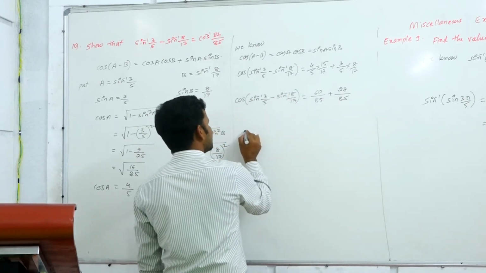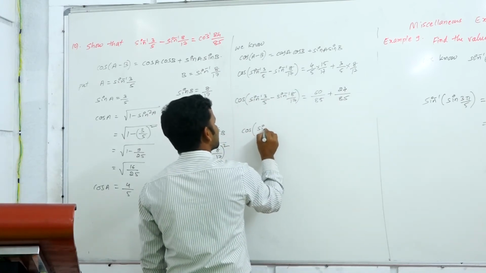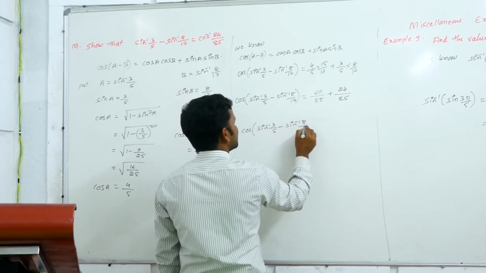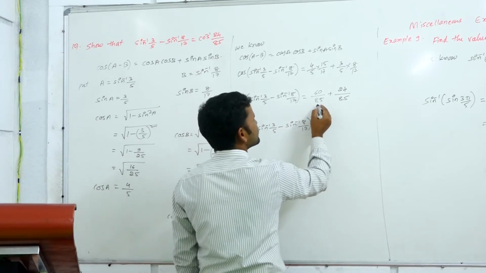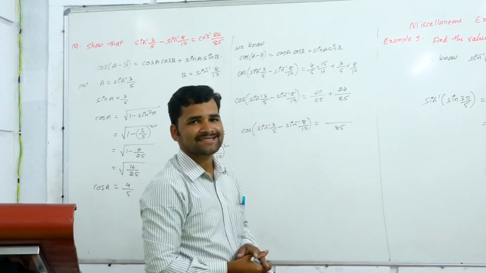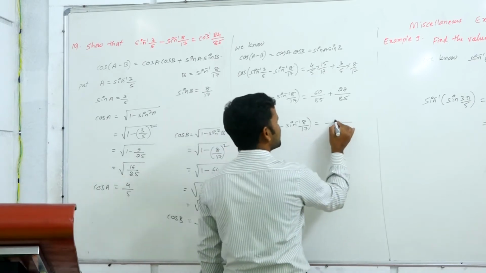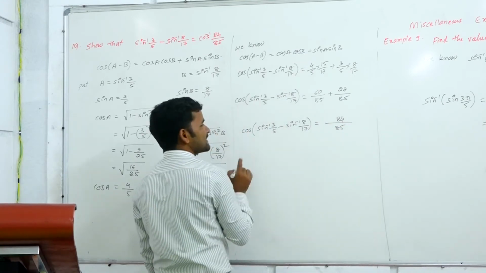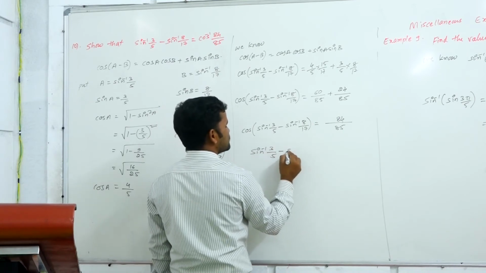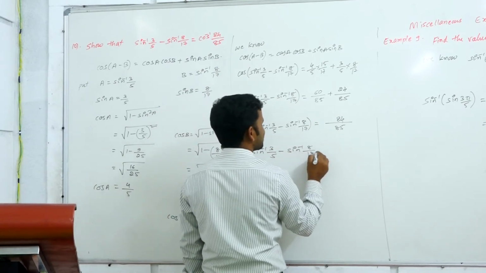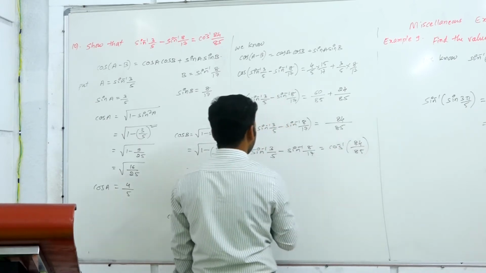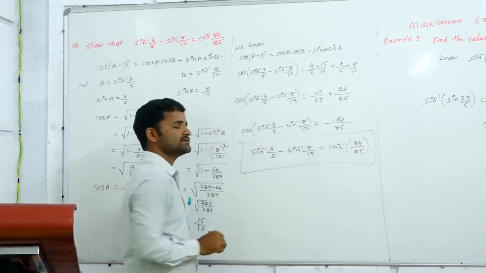Okay. This can be written as cos of sin inverse of 3 by 5 minus sin inverse of 8 by 17, which is equal to 85 in the denominator and the numerator is 60 plus 24, which is nothing but 84. Okay, here cos is there. Taking that to the right hand side, I have sin inverse of 3 by 5 minus sin inverse of 8 by 17, which is equal to cos inverse of 84 by 85. Yes, we have proved that.